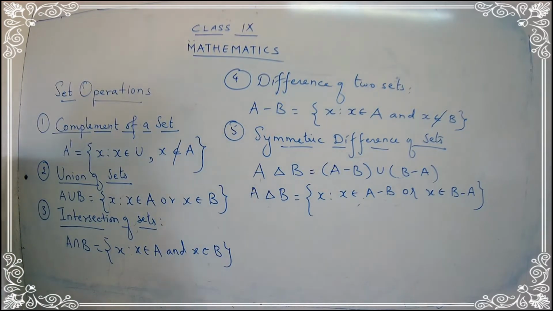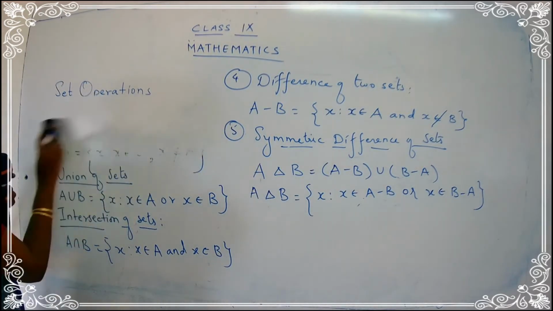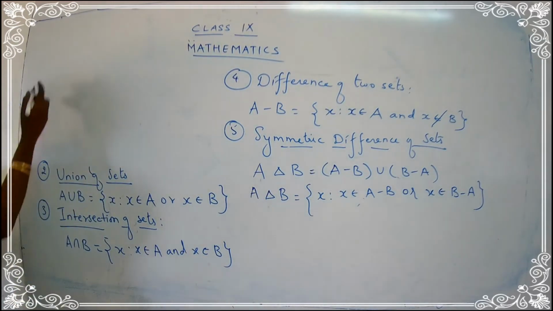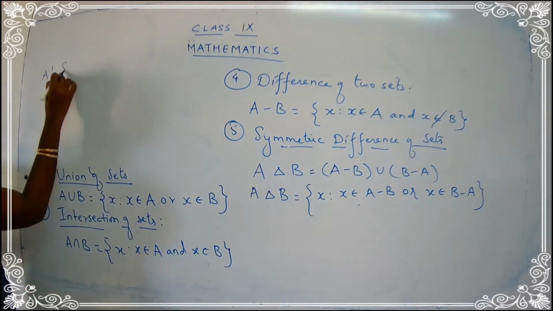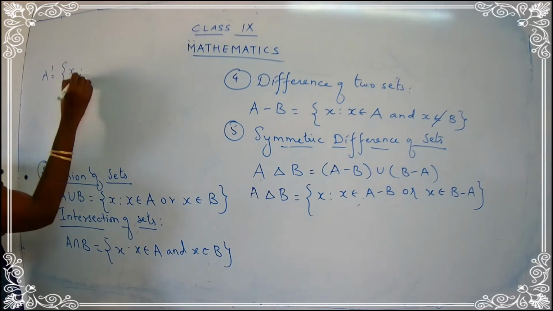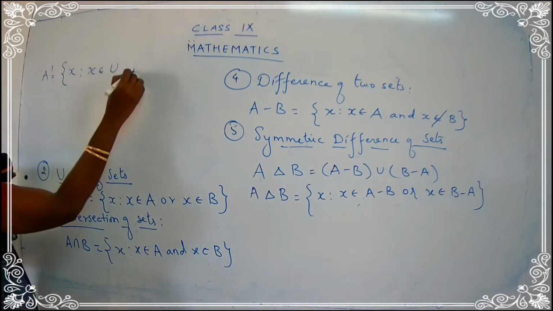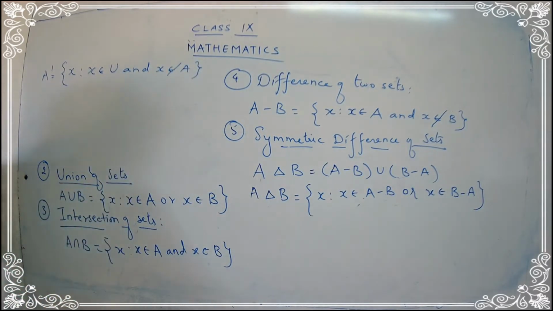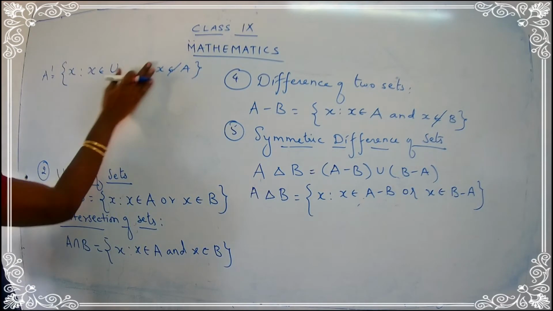So I'll just rub this part. I'll write the rule again here. So complement means A dash is equal to x such that x belonging to U and x does not belong to A. So this is the condition, yes. x is belonging to U and x is not belonging to A.